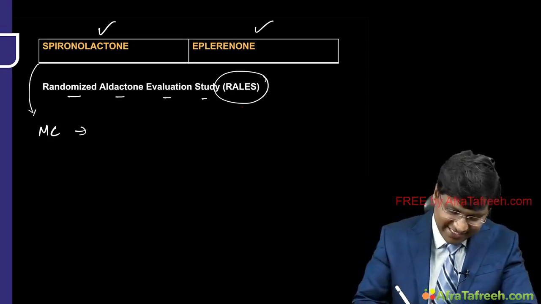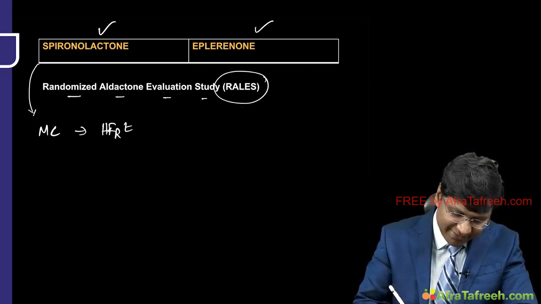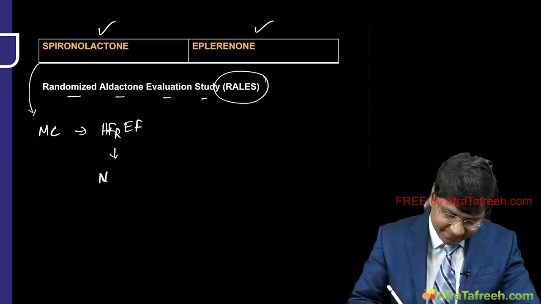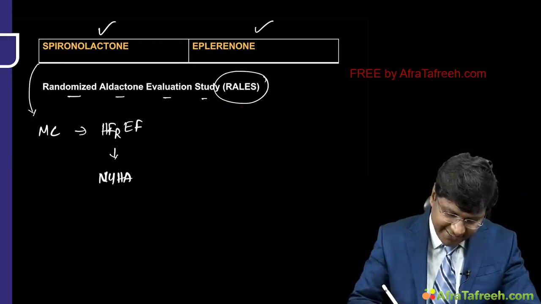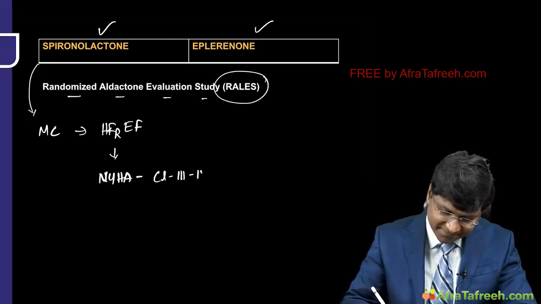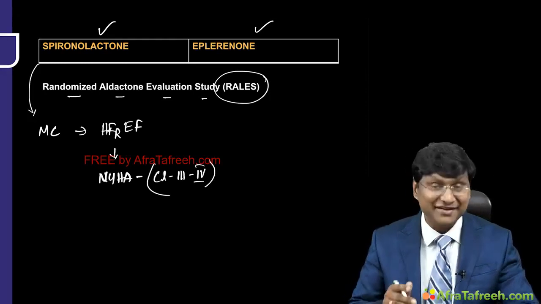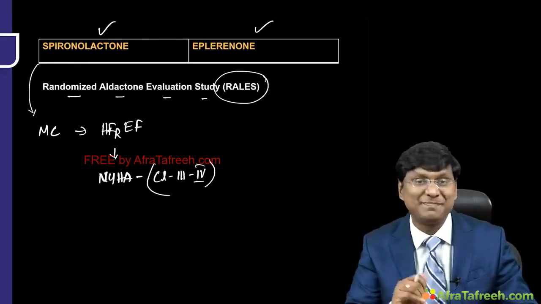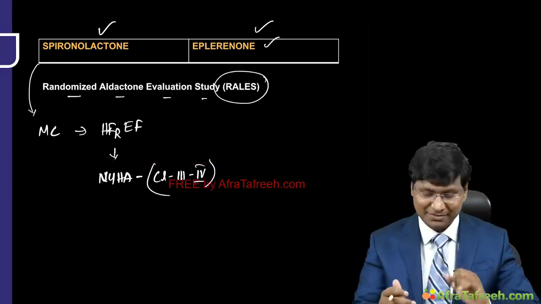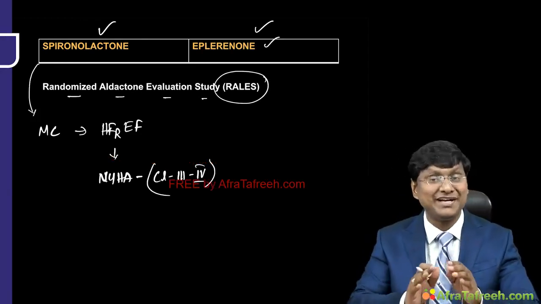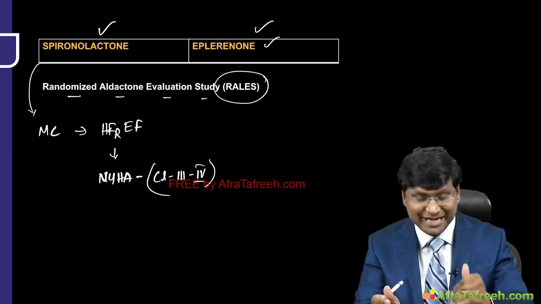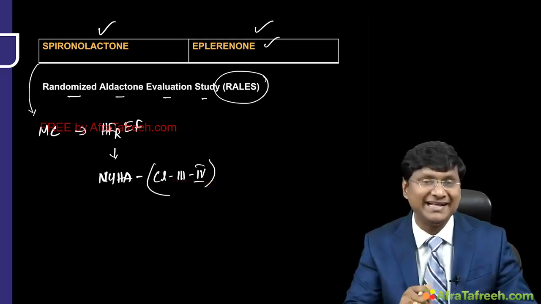Where do we give this? In the scenario of heart failure with reduced ejection fraction and NYHA class 3 to 4, we can give this spironolactone. Then what is the purpose of adding eplerenone then? I'll tell you, because spironolactone is associated with certain adverse effects. If those adverse effects develop with spironolactone, you need to use eplerenone in its place.